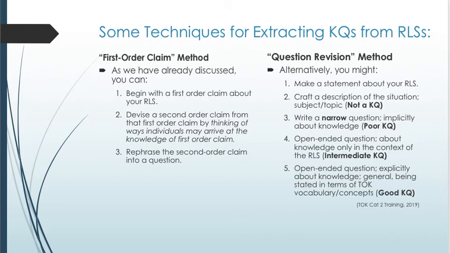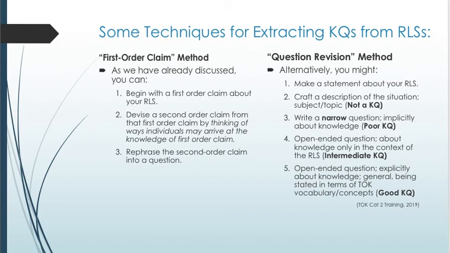Some techniques for extracting knowledge questions from real life situations. So I talked earlier about starting with a first order claim. The first order claim method starts with a first order claim about your real life situation, then revising that first order claim to be a second order claim about knowledge, so that you're moving away from that specific situation but you're thinking about some of the general underlying ideas about knowledge that are implied by that situation, and then you rephrase that second order claim into a question.